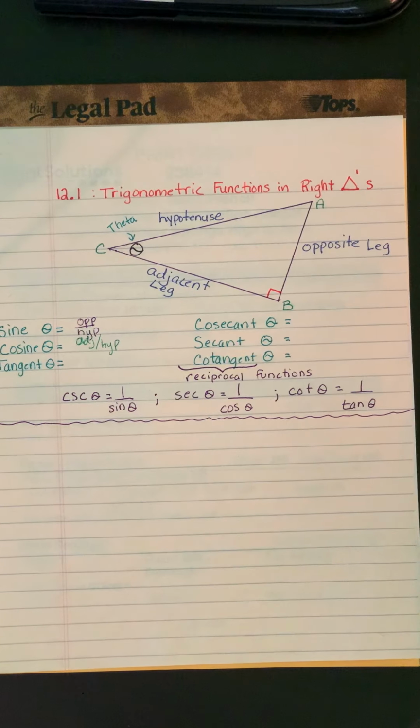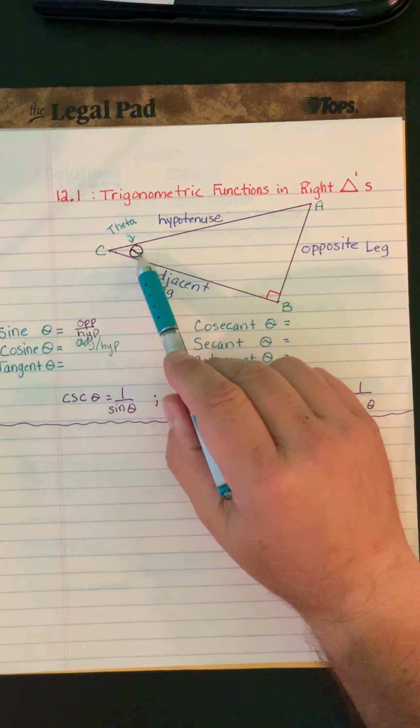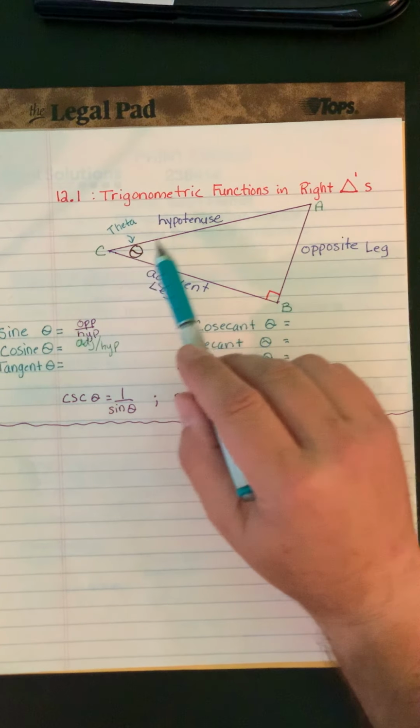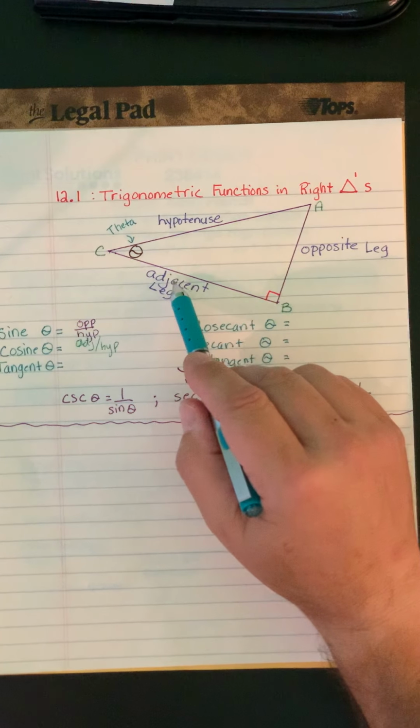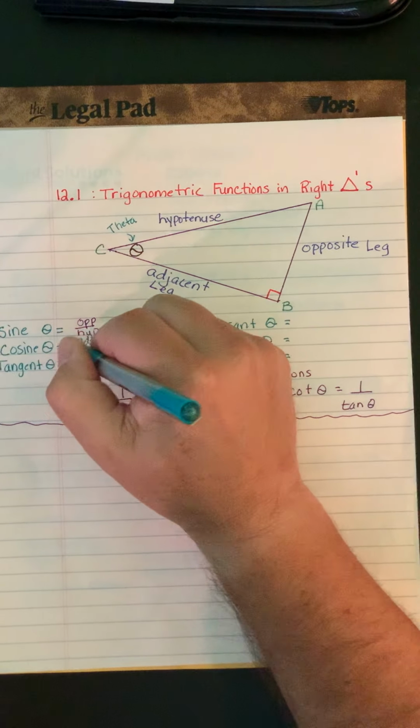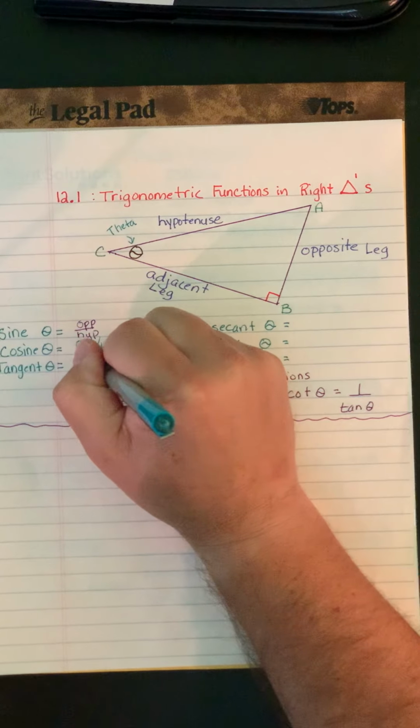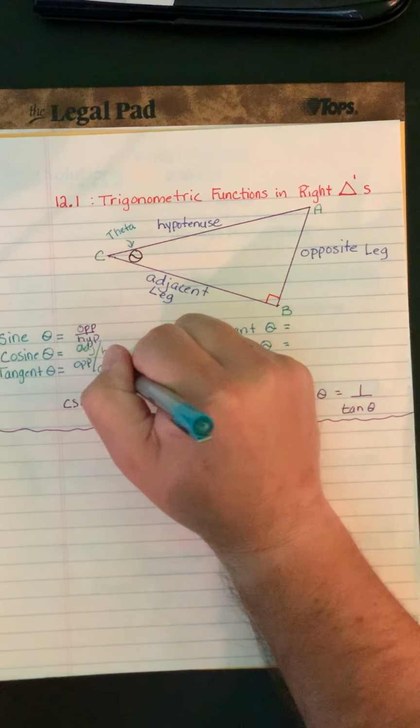over the hypotenuse. And then the tangent of theta is going to be the ratio of the opposite side over the adjacent side. So that would be opposite, there we go, over adjacent.